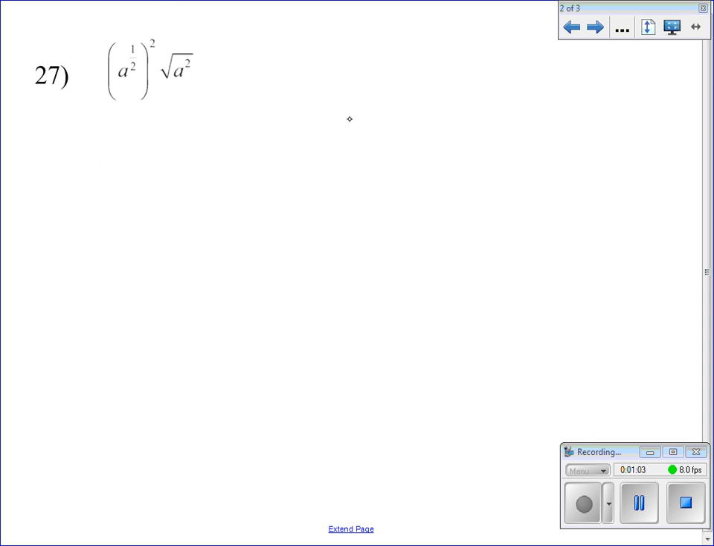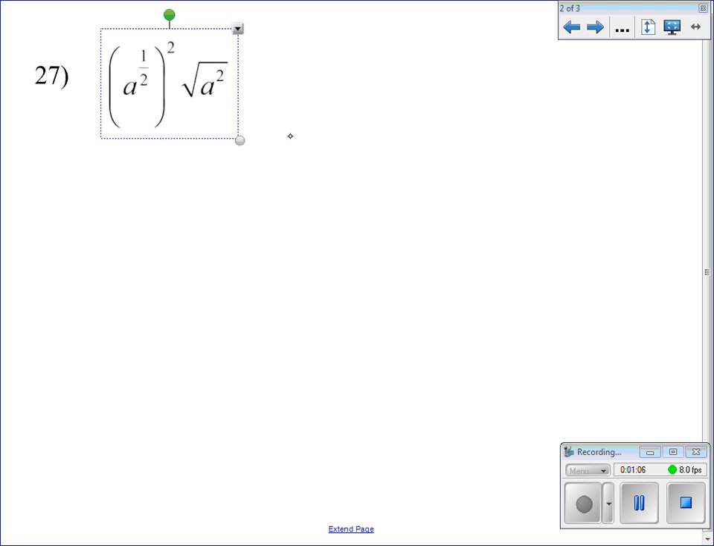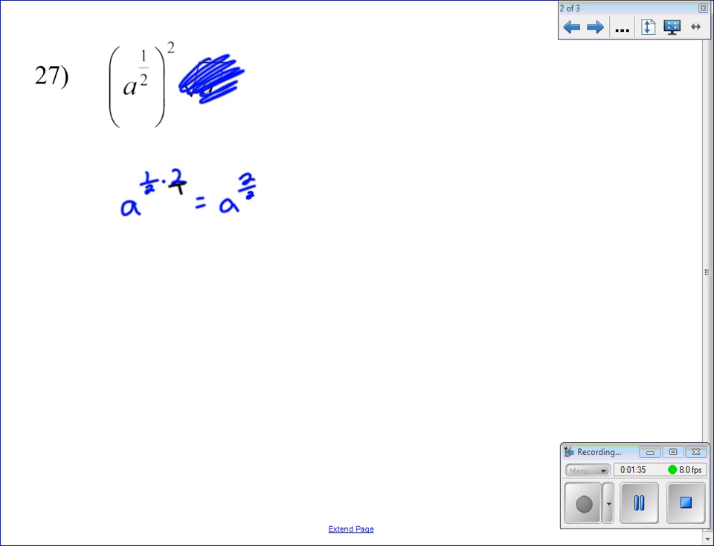Looking at question number 27, it starts to get a little bit more challenging. Question 27 now brings in multiple properties here. But if we break it down and just look at it one at a time, let's just look at this portion right here. Even though this is a fraction, we still have a power of a power. Because it's a power of a power, the rule says all you have to do is multiply those exponents. So this would be 2 over 1, and that would give you a to the 2 over 2 power, which is just a. So all of this then essentially simplifies down to a.